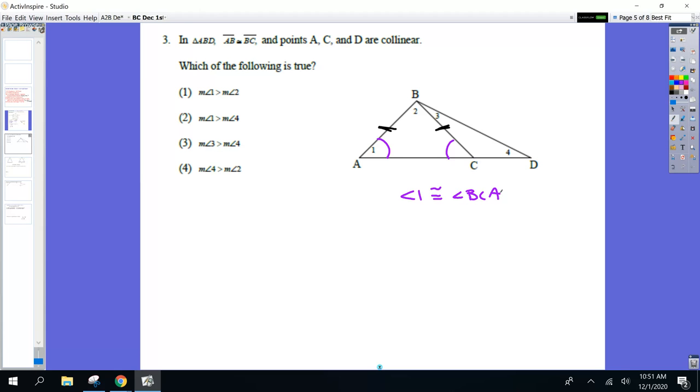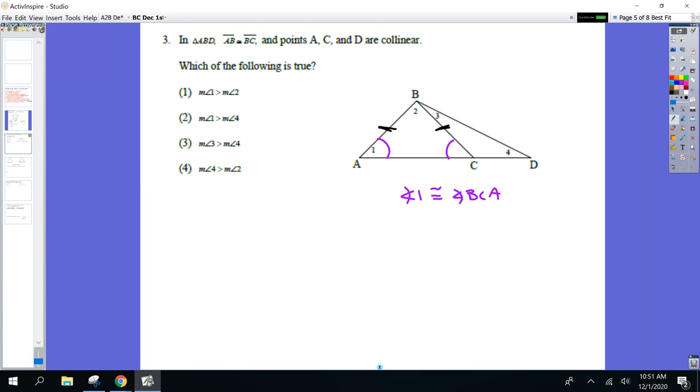In a triangle, congruent angles are across from congruent sides. Good job, Ellie. All right. So now they want to know which one of the following is true here. 1 bigger than 2, 1 bigger than 4, 3 bigger than 4, and 4 bigger than 2. And we are not going by the looks of it. We're going to prove this mathematically. I do not want to go by the looks of the diagram.